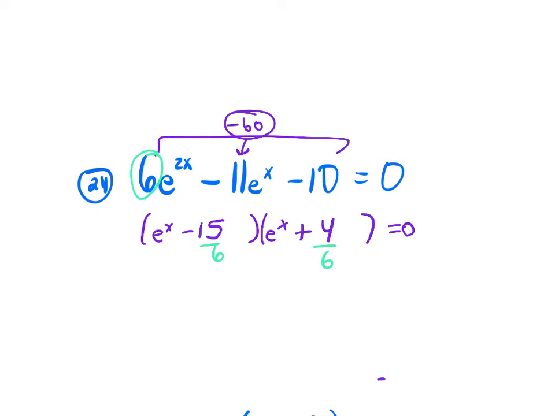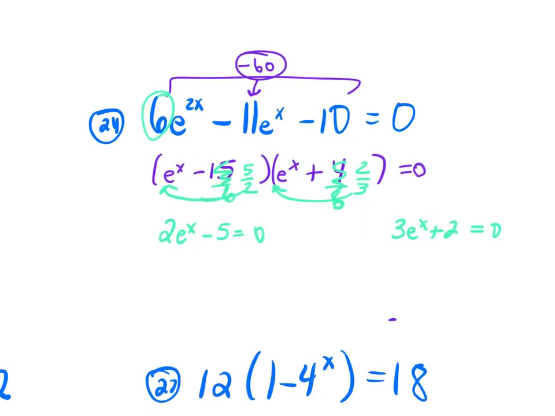If I divide top and bottom here by 3, I get 5/2. And here in the second one, 4/6, if I divide both by 2, I get 2/3. So my denominators become coefficients. I have 2e to the x minus 5 equals 0. I have 3e to the x plus 2 equals 0.